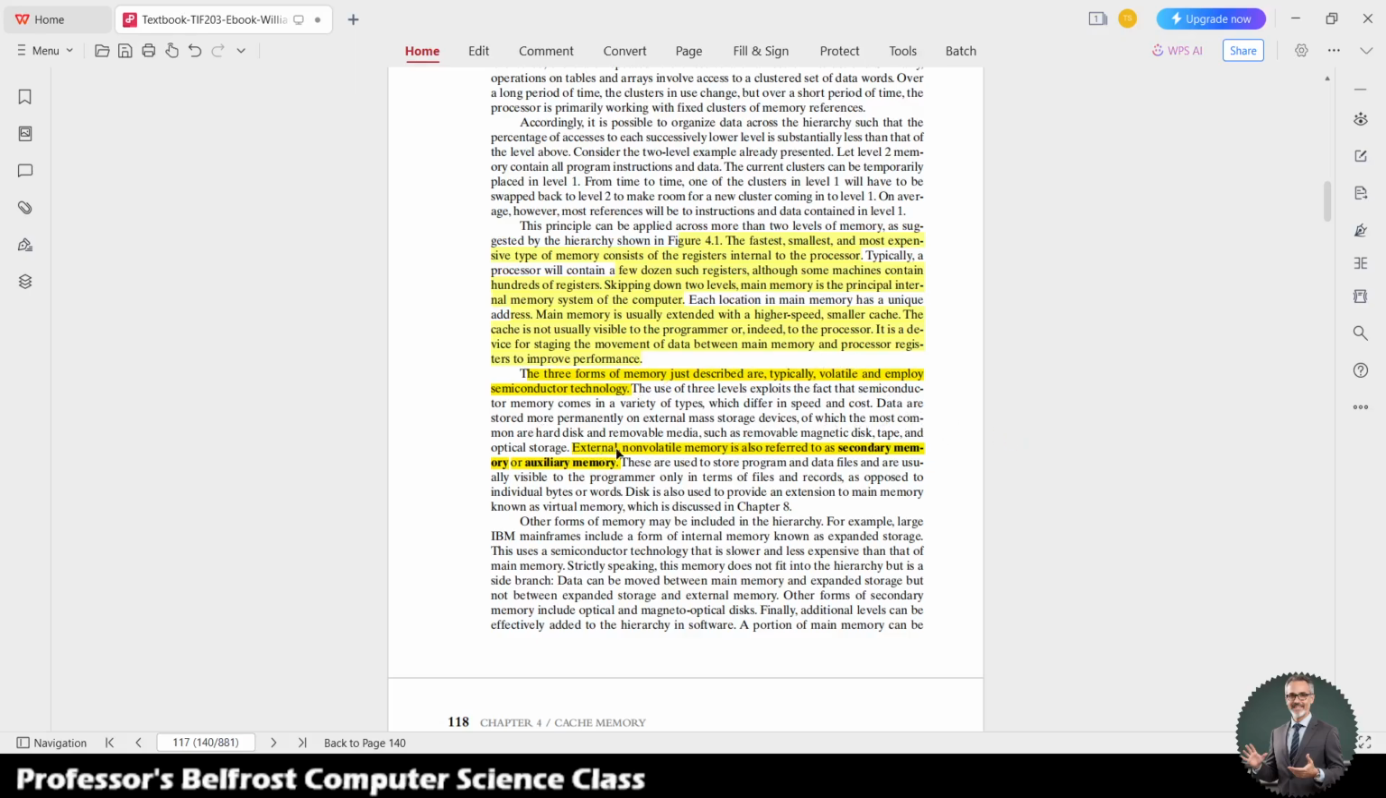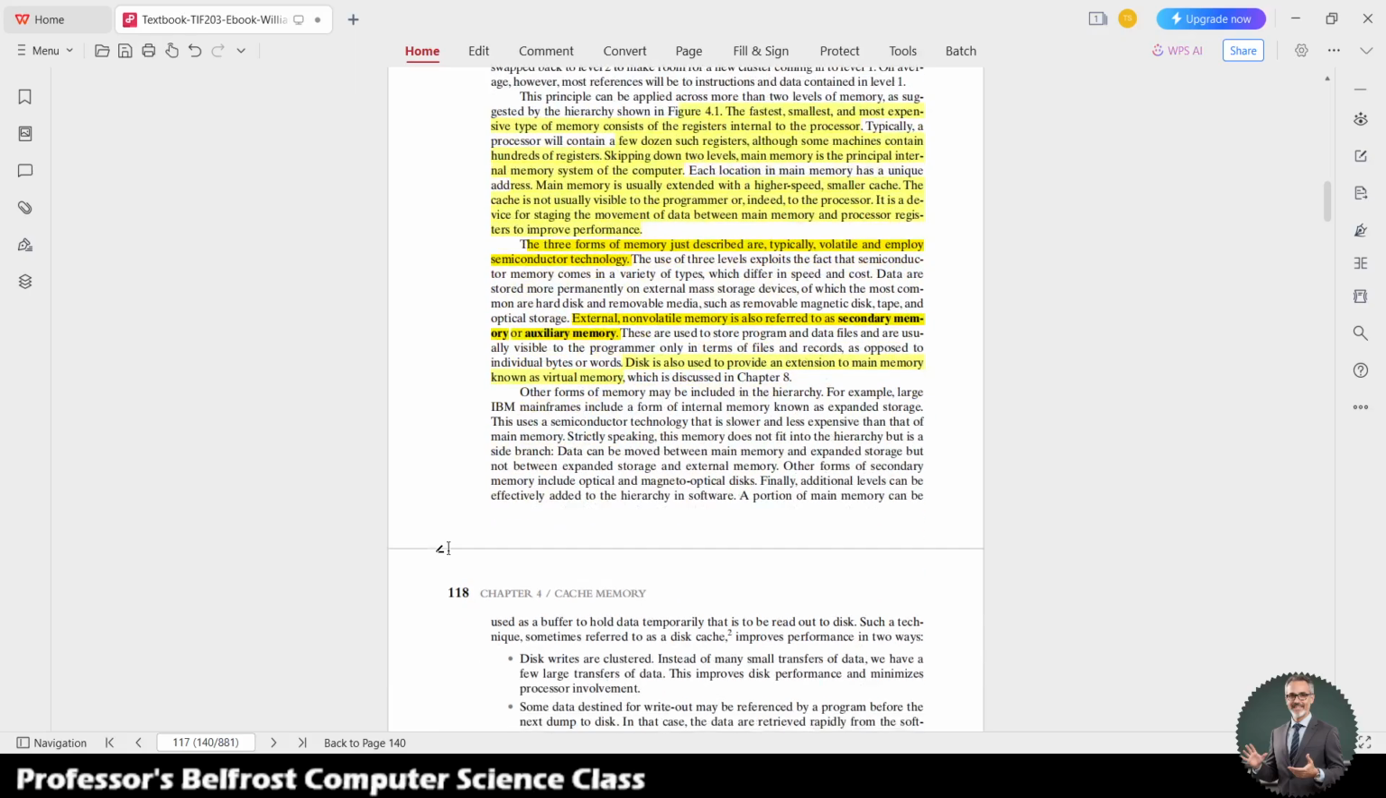Okay, the external non-volatile memory is also referred to as secondary memory or auxiliary memory, and this is also used to provide an extension to main memory, which is called virtual memory.